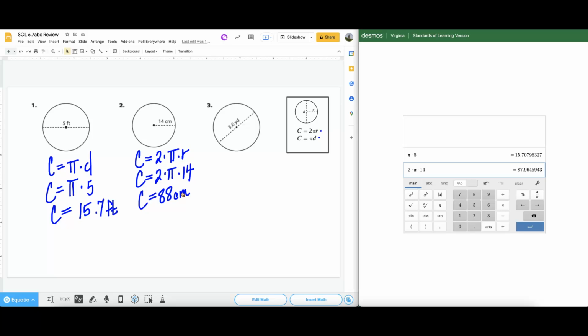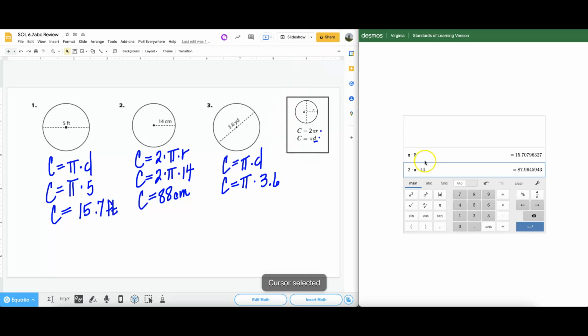centimeters. If I look at example number 3, they have given me the diameter again. How do I know that? My dotted line goes all the way across the circle through the center, and they put the measurement right there on top. So I'm going to use, again, the second equation that's listed on my formula sheet that has the D in it, pi times the diameter, and then I'll just substitute in pi times 3 6/10, 3.6.